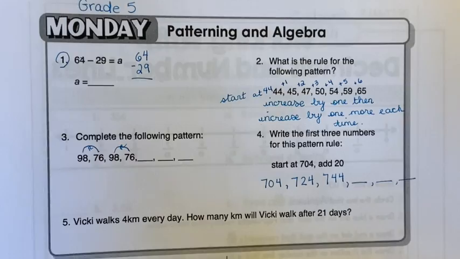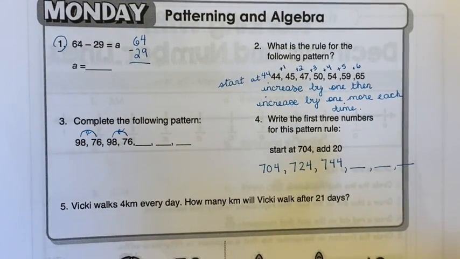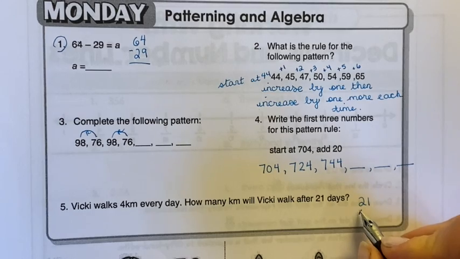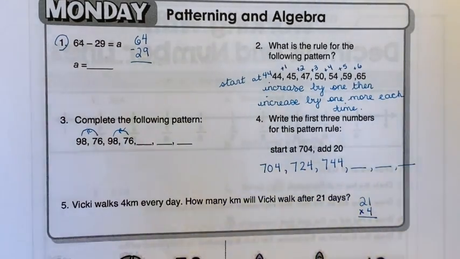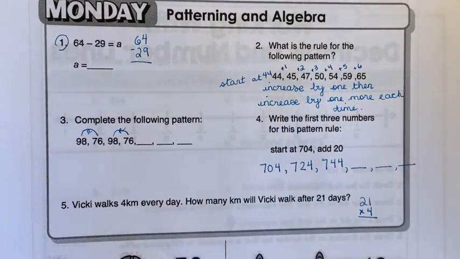You're increasing by 20. Vicky walks 4 kilometers every day. How many kilometers will Vicky walk after 21 days? To do this, you are going to do 21 multiplied by 4. Okay, so you can do that. 21 times 4, that is definitely within your reach. We've been practicing these multiplication and division skills. You can definitely do 21 times 4.